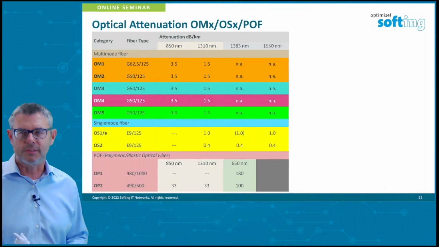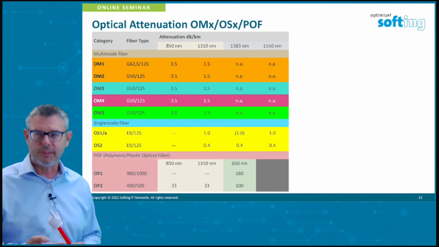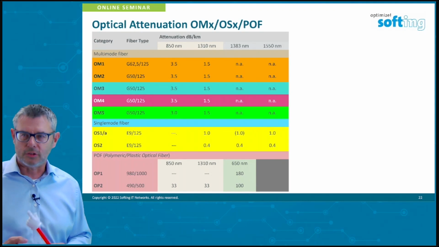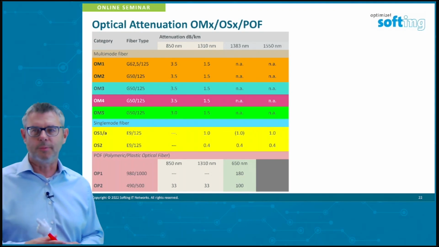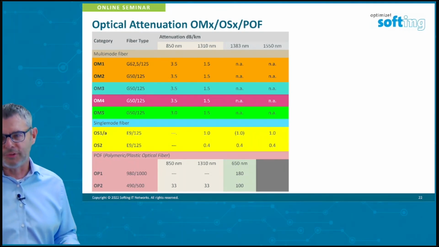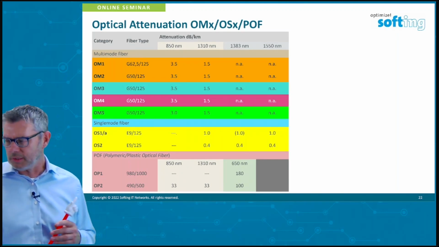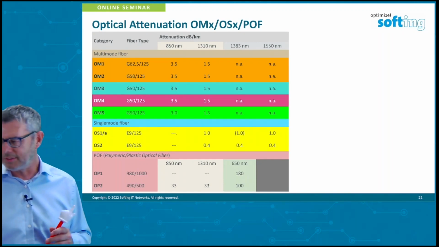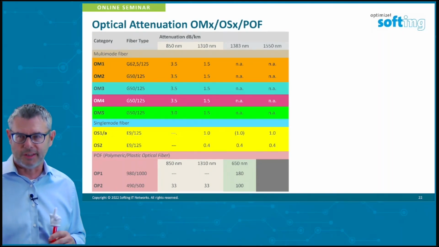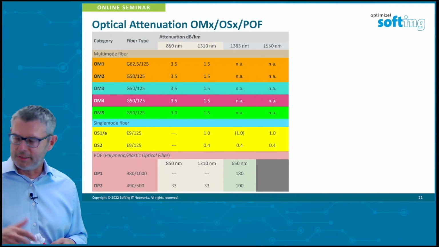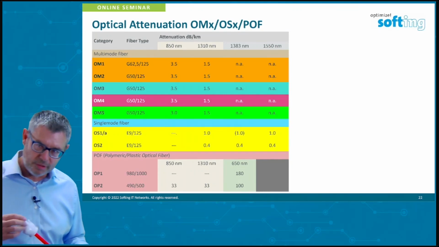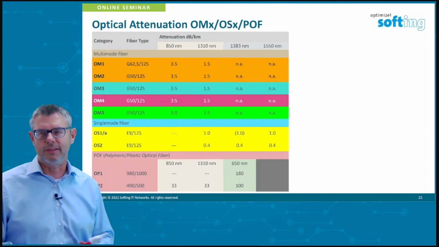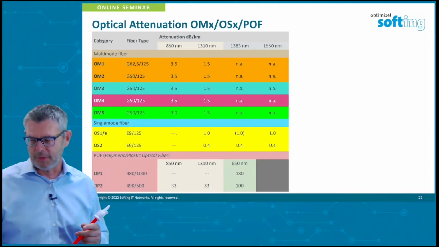So the categories are OM1, 2, 3, 4, 5 currently, and these categories use different cores inside. OM1 and 2 typically use a 62.5 micrometer core. Allowed attenuation by the standards for this cabling is 3.5 dB for 850 nanometers. If we come to 1310 nanometers, we are down to 1.5 dB. Remember the attenuation curve: the higher the wavelength, the lower the attenuation should be.